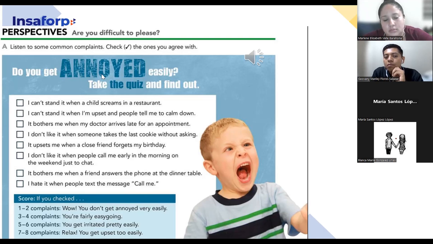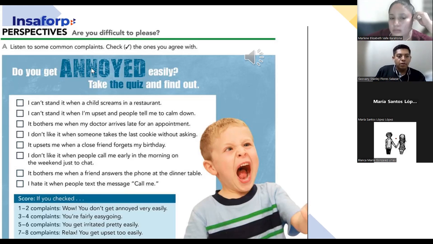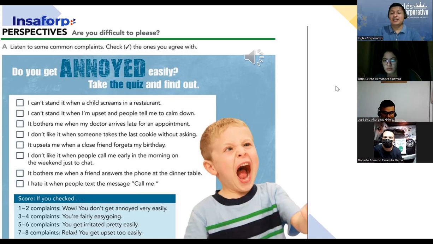Here we have the word annoyed. Do you understand the meaning of this thing? Do you get annoyed easily? Okay. Do you understand this vocabulary here? It's something like, si me enojo fácilmente. Exactly, right. Gets to your nerve, or maybe you get mad when you like see this kind of behaviors. Very good. That's right. Okay.